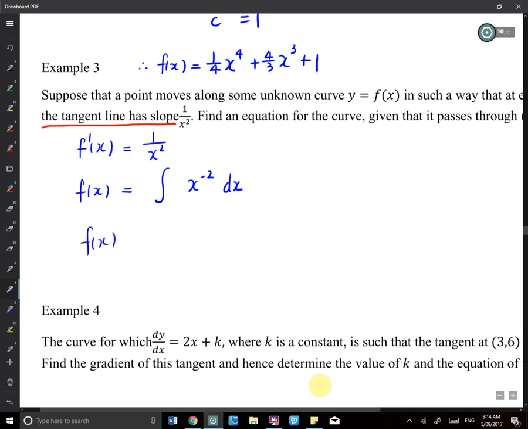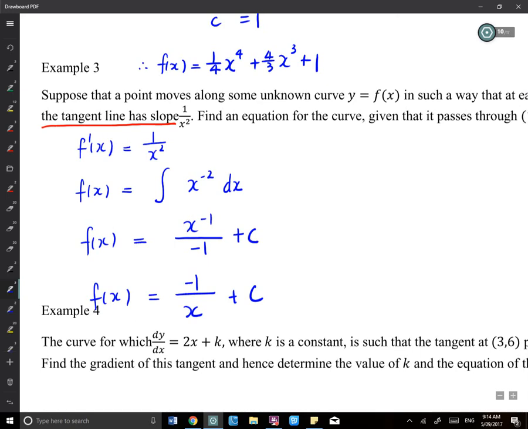Then f(x) equals x to the power of negative 1 over negative 1, plus c. Make it look beautiful. That's minus 1 over x plus c, because I have the minus, and x to the power of minus 1 is 1 over x. So it's minus 1 over x plus c.